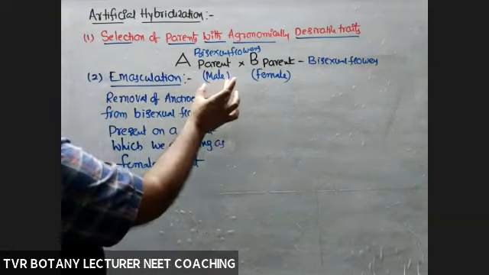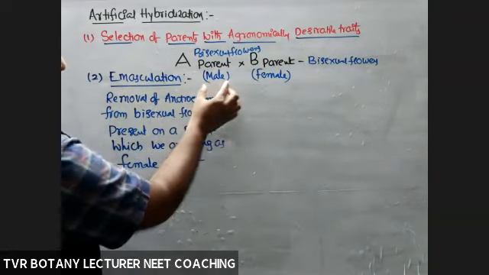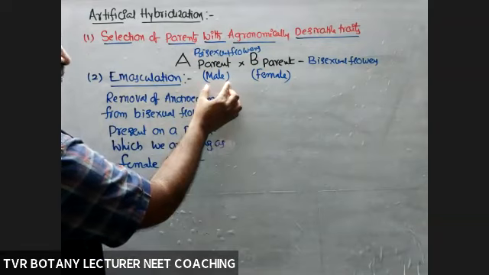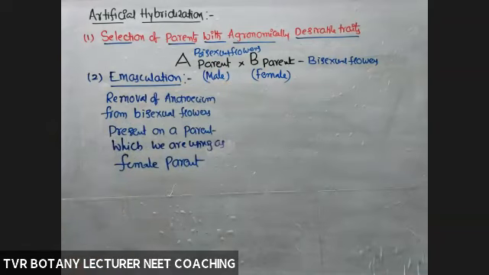So for example, this is parent 1, parent 2. Both are producing bisexual flowers. We are using this one as a donor of pollen grains. Donor of pollen grains means what about the role of this parent? As a male or not?